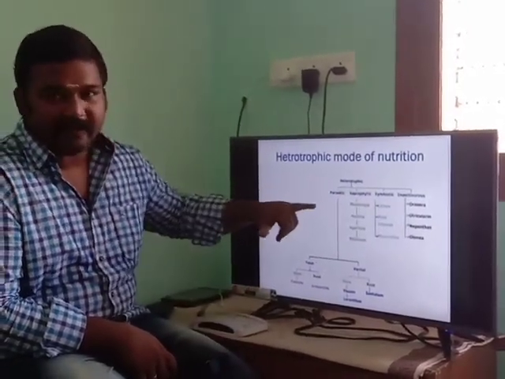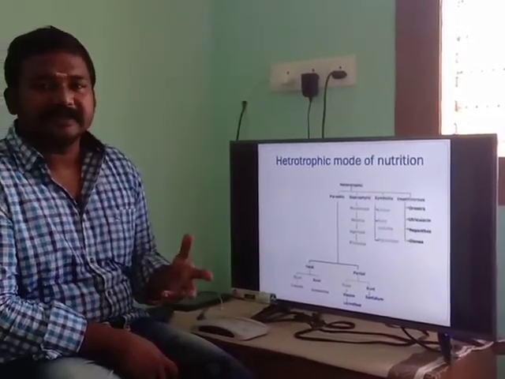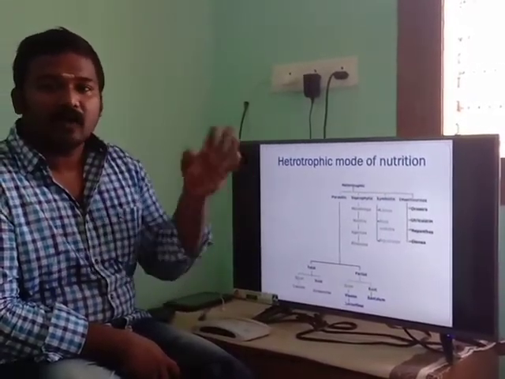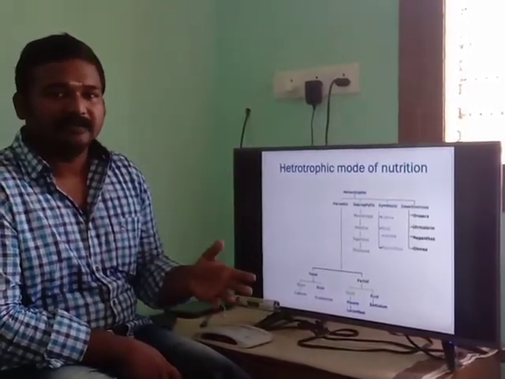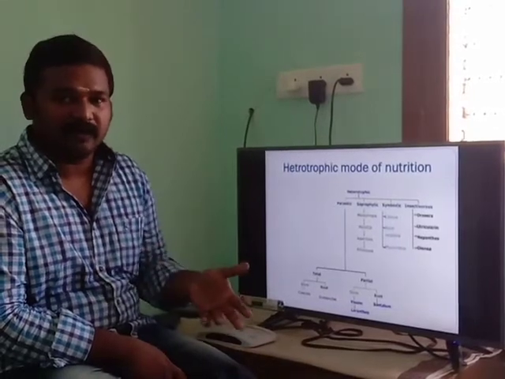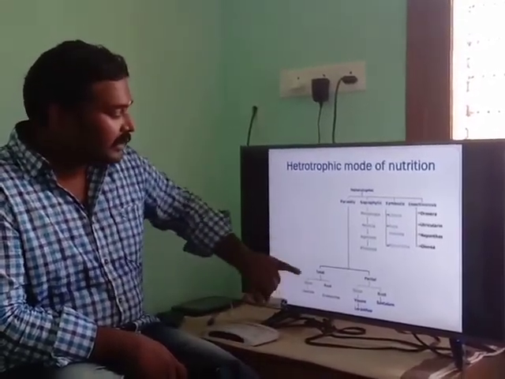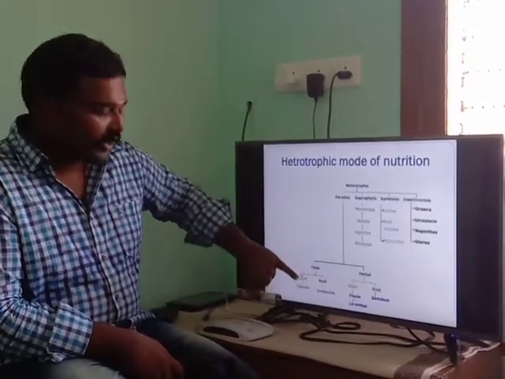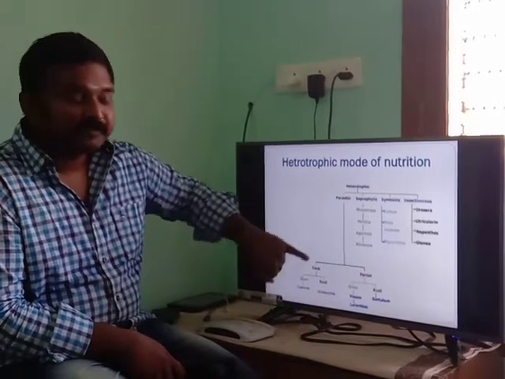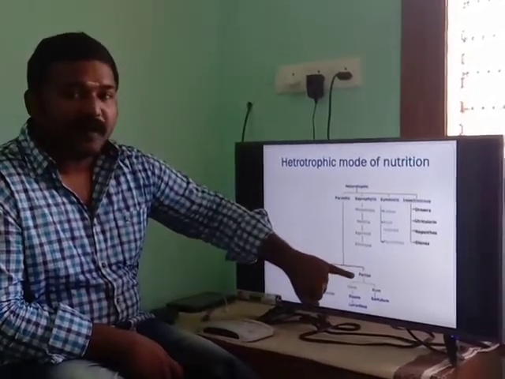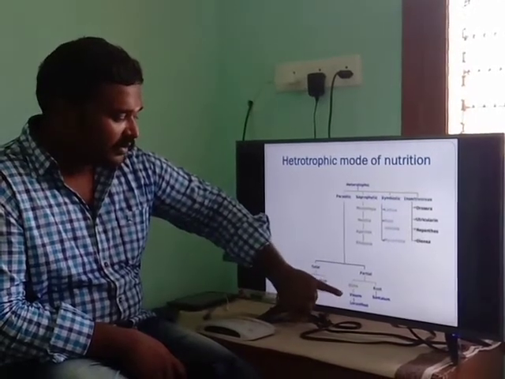In parasitic plants, we have 2 types. We all know what parasites are. They depend upon a host for their food or shelter or water. That is known as a parasitic plant. In parasitic plants, we have 2 types. Total parasite such as Cuscuta and partial parasite such as Mistletoe.